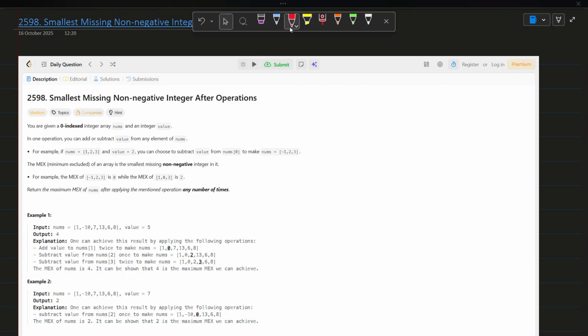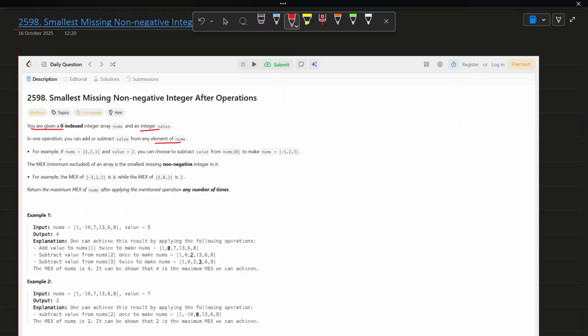So today I am going to discuss the smallest missing non-negative integer after operations. This is the problem of the day, LeetCode number 2598. Let's start with the definition. You are given a zero-indexed integer array nums and an integer value. In one operation you can add or subtract value from any element of nums.